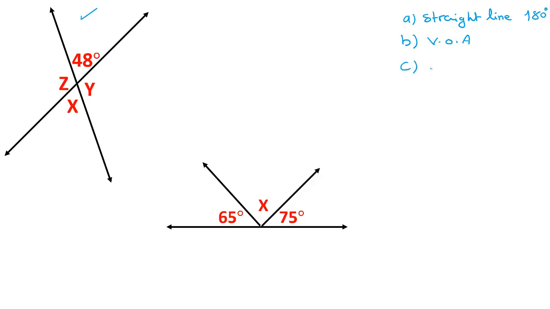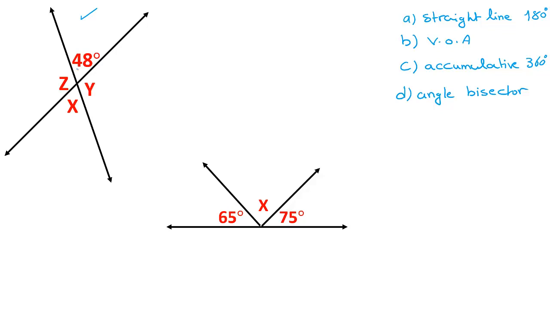Number C, are they accumulative around one point? And if they are accumulative around one point, then their sum should give me 360 degrees. And number D, is there any angle bisector? Asking yourself those questions, it will be very easy to find the missing angle. So let's go now and work for the first figure.